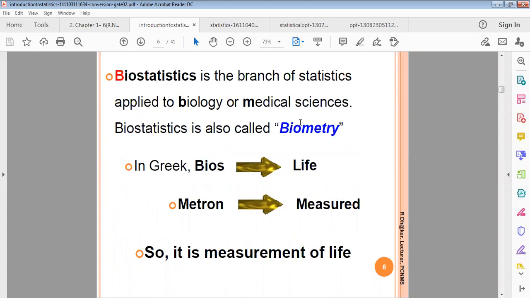So biostatistics is also called biometry. You must know, when you are buying a SIM card from a shop, then you have to give the fingerprint. That means a biometric method. You are collecting a SIM by using a biometric method. Bio means life. When you are using fingerprint or iris to get a visa or passport, this is also called biometry. In Greek, bios means life and metron means measurement. So biometry means measurement of life.